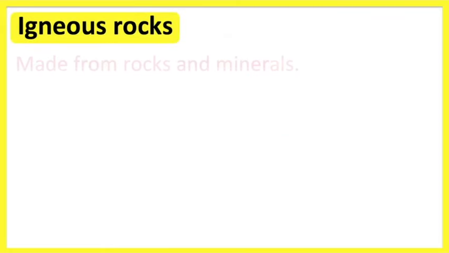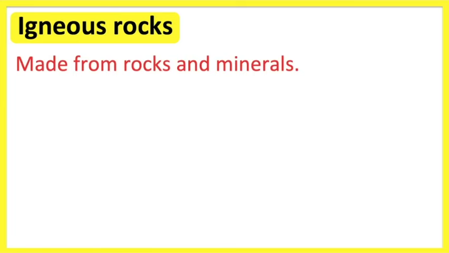Igneous rocks. Igneous rocks are made from melted rocks and minerals. They form when magma cools down and solidifies. An example of an igneous rock is granite.